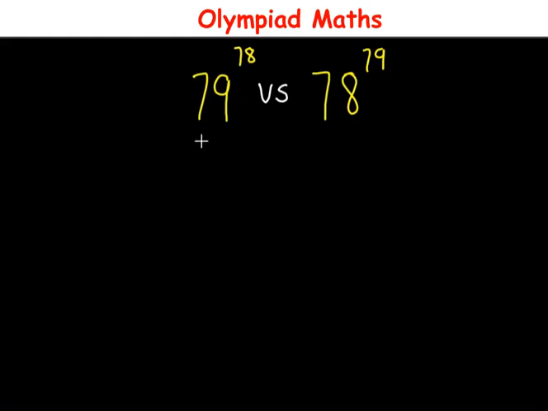Here we have 79 raised to the power 78 versus 78 raised to the power 79. Which of these two numbers is the bigger number or the smaller number? Now, to solve this, we are going to use this parameter to confirm which of them is the bigger number or the smaller number.